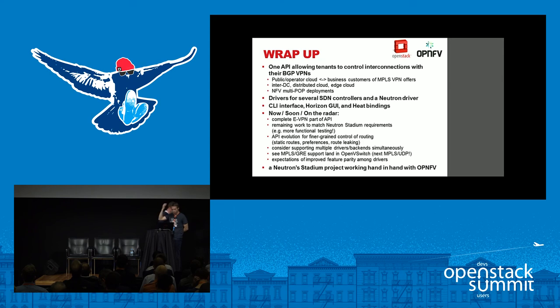So as a takeaway, you can keep as a key idea that it's one API allowing tenants to control interconnections between their resources in Neutron and their BGP VPNs. The use cases behind this are the typical public cloud operator, when it's run by a telco, that needs to be interconnected with business customers having MPLS VPNs. The other use case is inter-DC, distributed cloud and edge cloud. In these cases, BGP VPNs can be used as a tool to interconnect data centers.